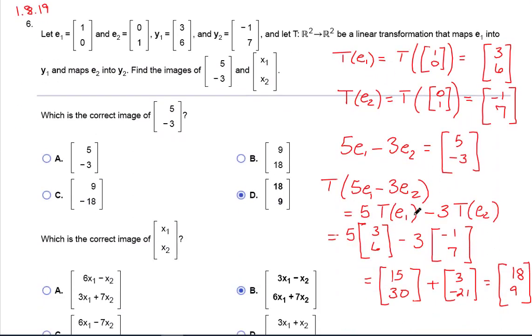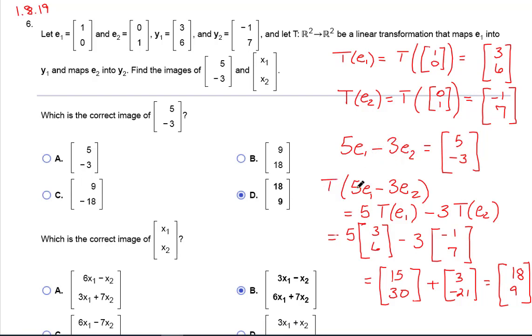All right, let's see. So in this question, question 6, T is a transformation from R2 to R2. They tell us what T does to e1 and e2. If you want to think of them as i and j in R2, that's fine. So we know what T does to each of them. So, well, what does T do to 5, -3? Well, 5, -3 is nothing more than 5e1 minus 3e2.